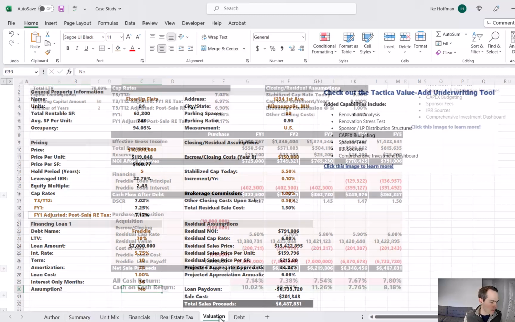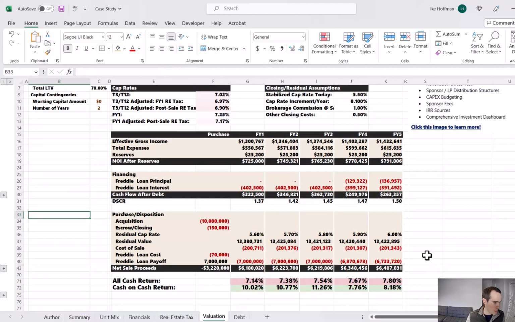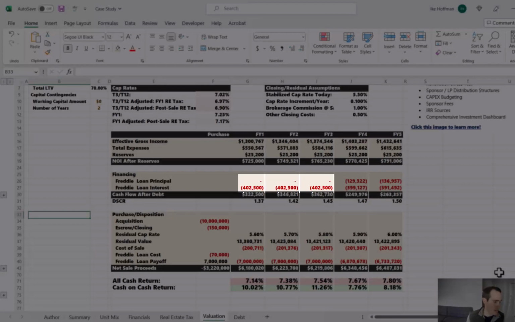And now when we jump back to the valuation tab, you can see early in the investment hold, the cash on cash return significantly exceeds that all cash return metric. It's over 10% right off the bat. And that's because in the financing section, no principal payments are being made.